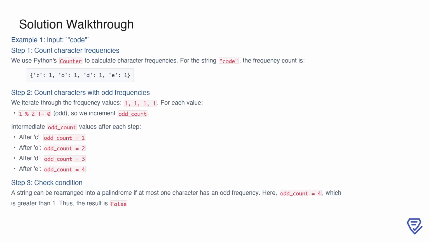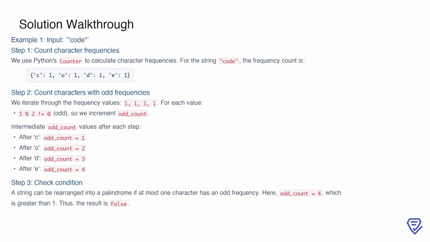To determine if a string can be rearranged into a palindrome, we start by counting the frequency of each character using Python's Counter. For the string "code", the frequency count is C:1, O:1, D:1, E:1. Next, we count how many characters have an odd frequency. By iterating through the values 1, 1, 1, 1, we see that each value is odd, so we increment odd_count for each one. After processing all characters, odd_count becomes 4.